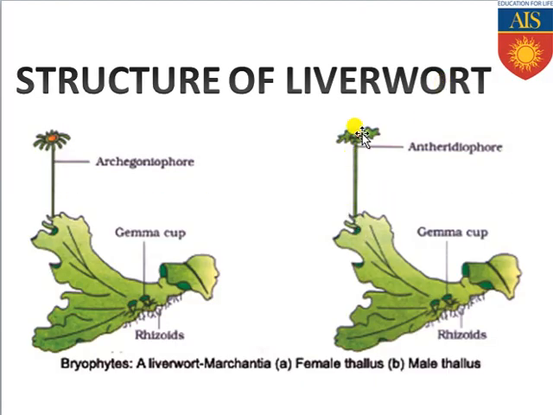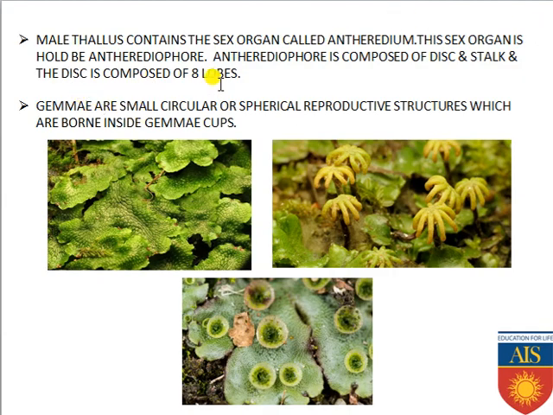Again, this disc and stalk-like structure is present in the antheridiophore, and keep in mind that the disc is composed of 8 lobes, and all 8 lobes are connected with each other. They are not dissociated or separate from each other. There is also another structure that is known as gemma.